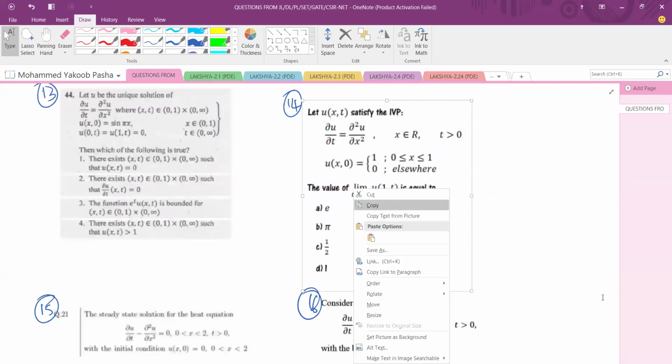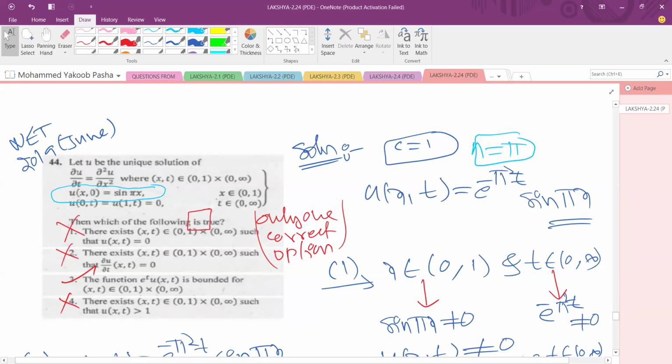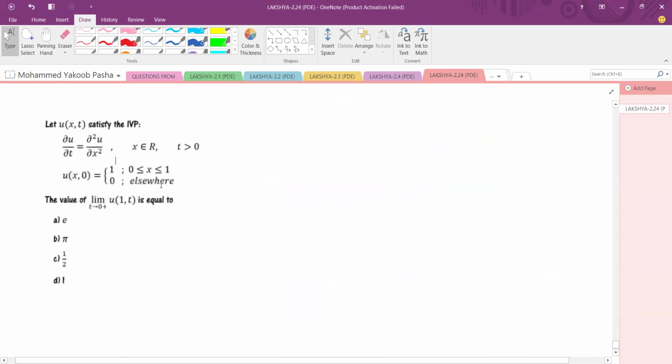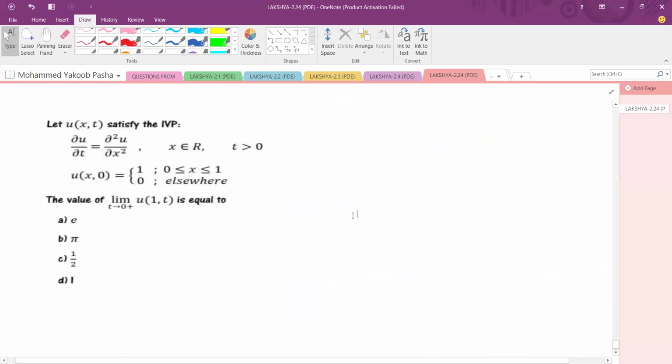That is, this problem. Okay. Satisfy the initial value problem: dou u by dou t is equal to dou square u by dou x square, x belongs to R, t greater than 0. So u of x comma 0 is equal to 1 for 0 less than or equal to x less than or equal to 1, and 0 elsewhere. Now calculate limit t tends to 0 plus u of 1 comma t.